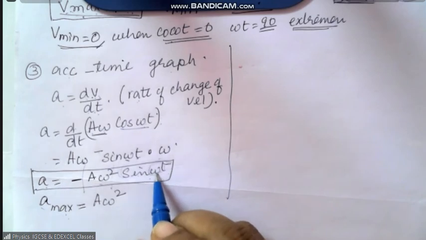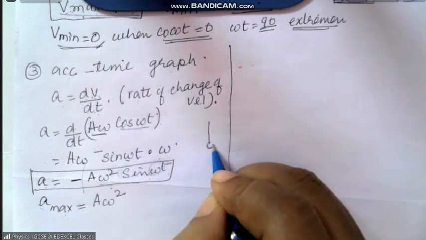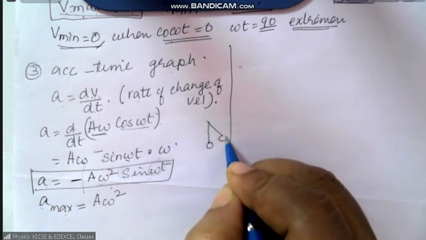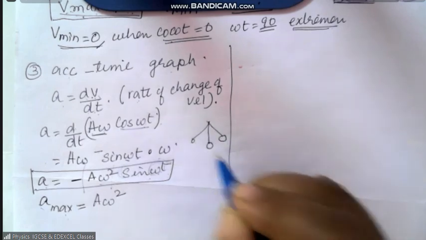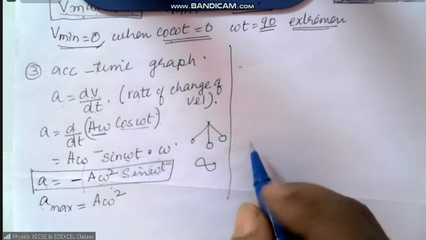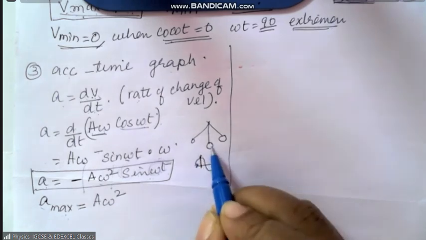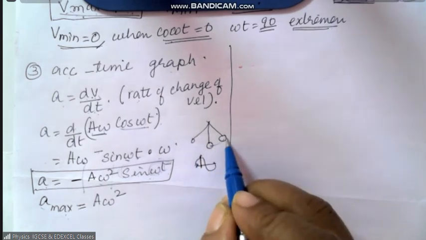Okay, so this is a sine function again. You will get a sine function, and it is 1 at 90 degrees. That 90 degrees means at the extreme. Okay.